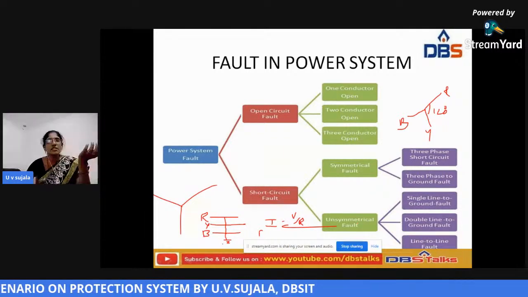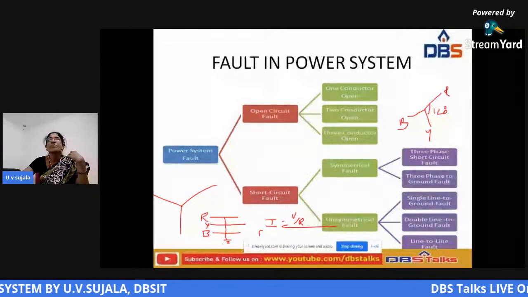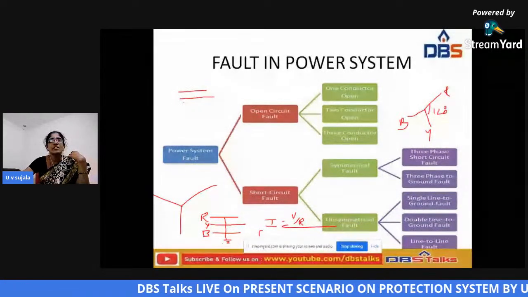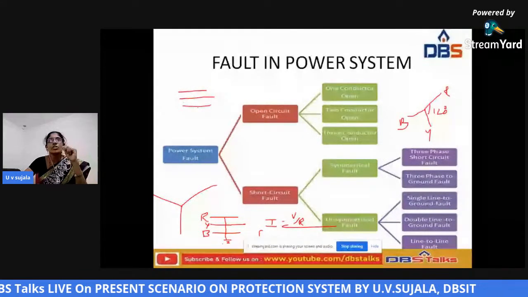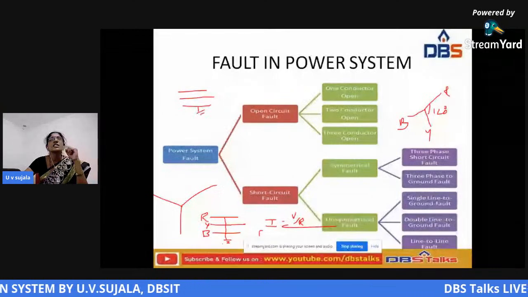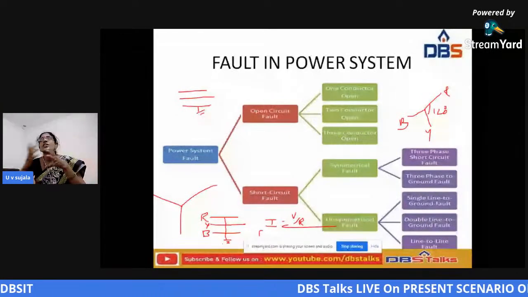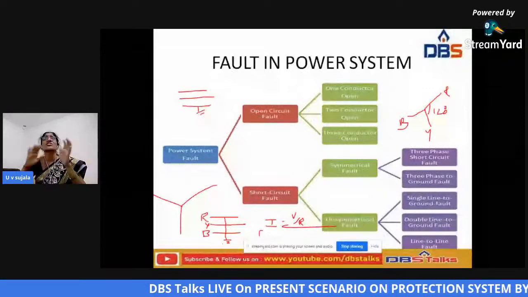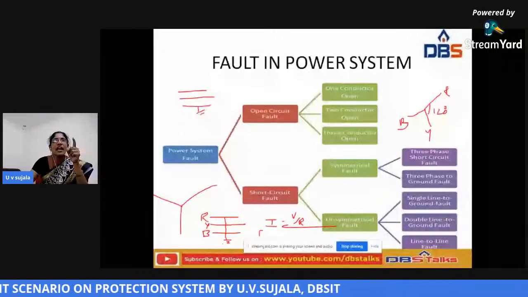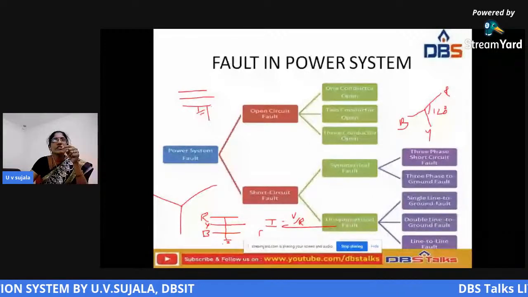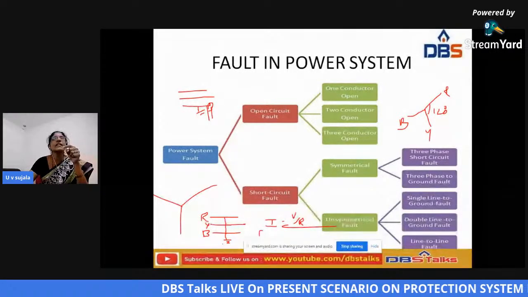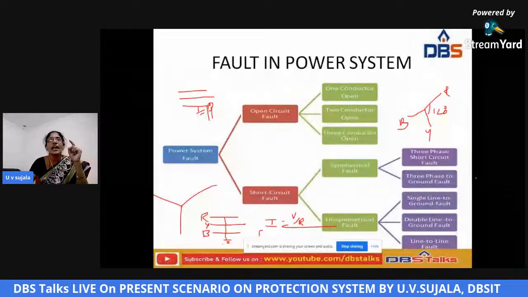Unsymmetrical faults include single line to ground. When you take the three phases R, Y, B, a single line to ground fault is one line that gets grounded. Suppose a line touches a tree, then the fault will occur. That is a single line to ground fault.